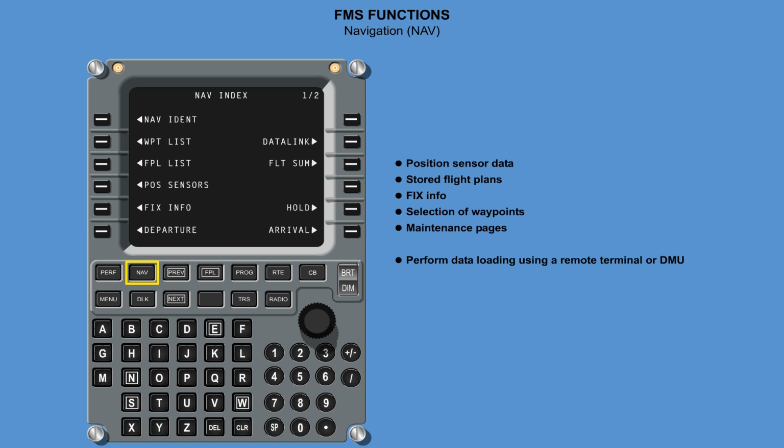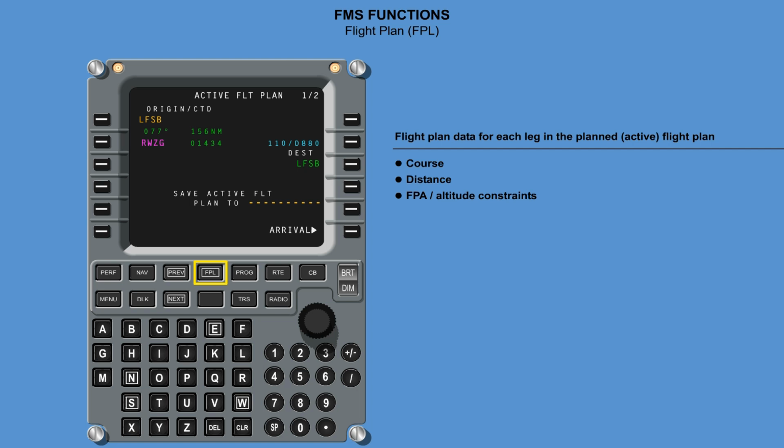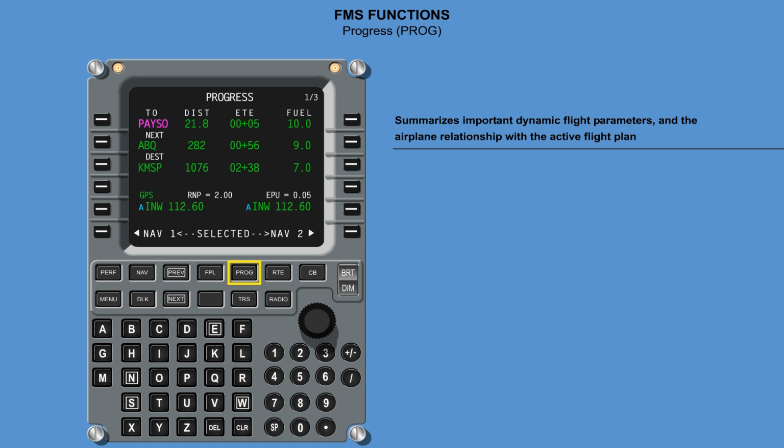Flight plan. This function provides flight plan data for each leg in the planned, active flight plan, including course, distance, and FPA altitude constraints. It is also possible to create a flight plan, select a stored flight plan, and load a flight plan from a disk.